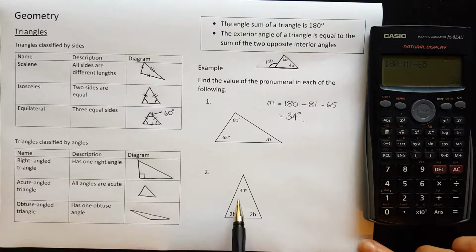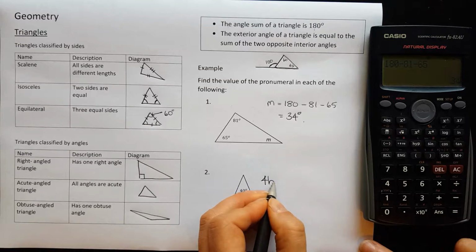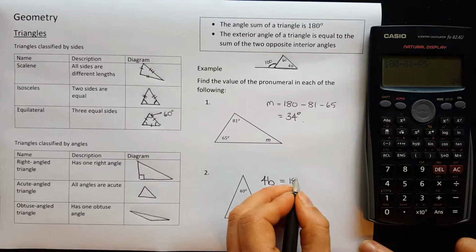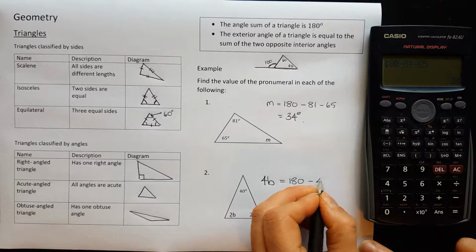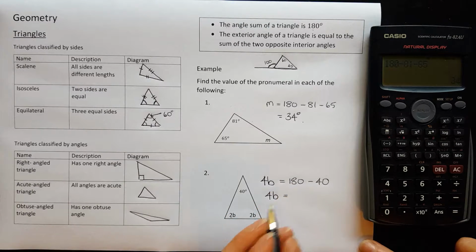In question 2, I have another triangle here. I have 2b and 2b. This is actually an isosceles triangle because those two angles are the same. Now, if you have more than one of the same pronumeral in a question, you want to collect them up. So 2b plus 2b means I have a total of 4b. I know that the angle sum of a triangle is 180, so I'm going to subtract off the one angle that I know, the 40. That tells me that 4b is equal to 180 minus 40, which is 140.